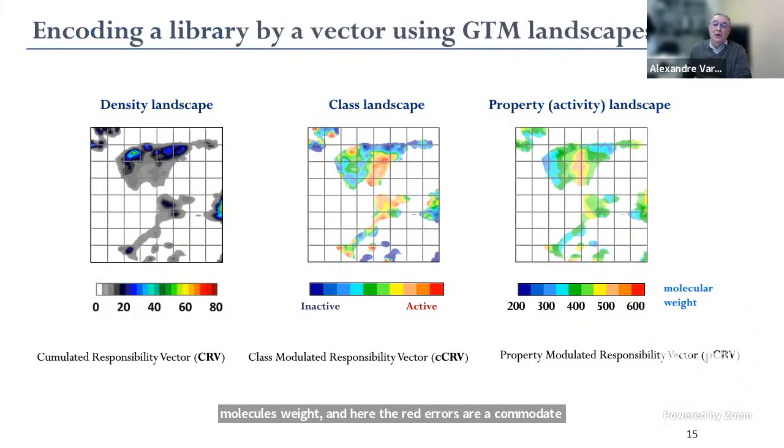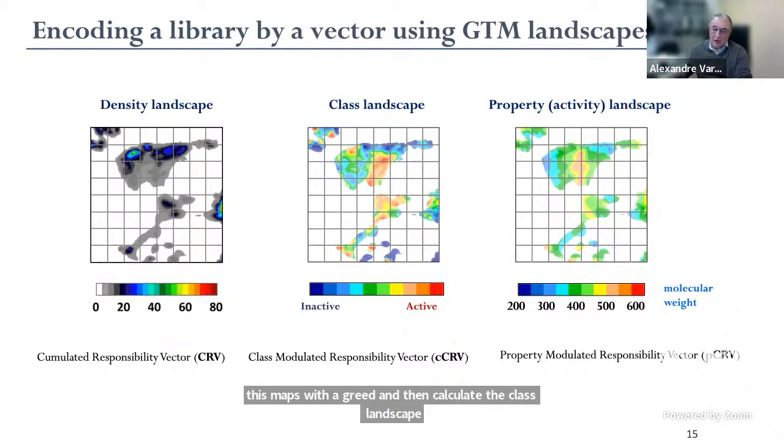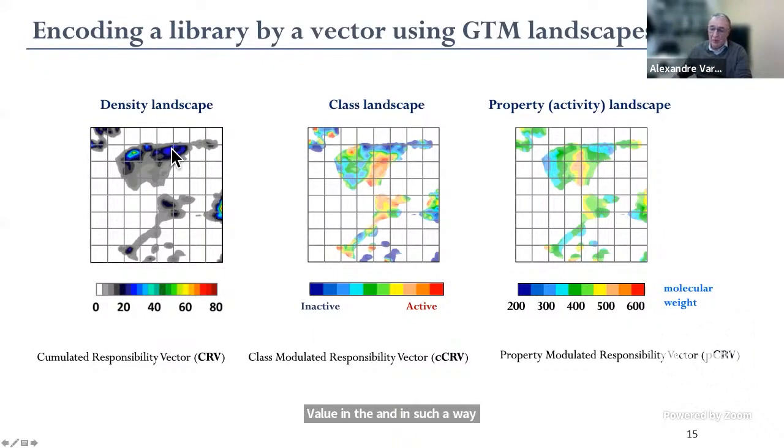Okay, so you can superpose again these maps with a grid and then calculate the class landscape value in the node of the grid. And in such a way, you can characterize the entire library by several vectors, characterizing either structure, the chemical content of the library, or chemical structure and biological activity or physical chemical property.